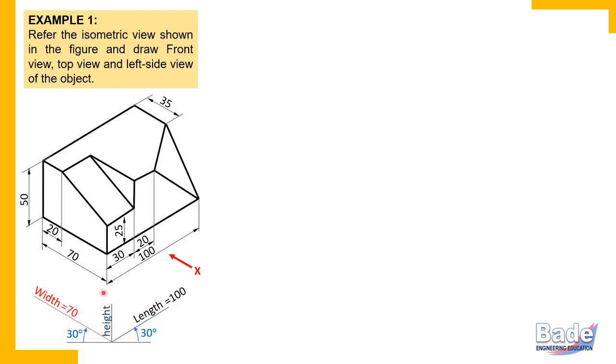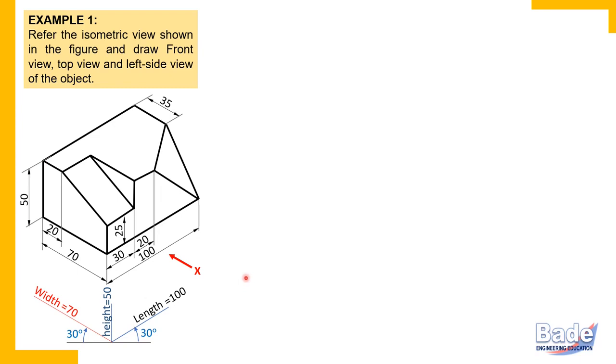Width is 70 millimeters from front end to back end. So width is to be measured parallel to the width axis. But before that, you must know which is the width axis. You have understood how to decide the orientation of the width axis. Now, height. From bottom to top, or from top to bottom, that is height. So the top to bottom height is 50 millimeters.